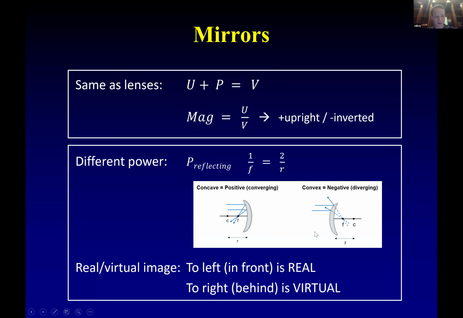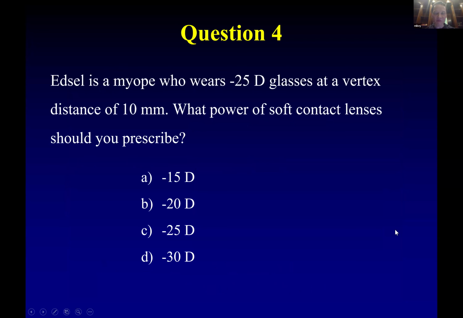Okay, so I started this lecture with the heavy calculations thing, so we're going to keep rolling with some of that. Question number 4. My friend Edsel is a myope who wears minus 25 glasses at a vertex distance of 10 millimeters. What power of soft contact should you prescribe? Minus 15, minus 20, minus 25, or minus 30.